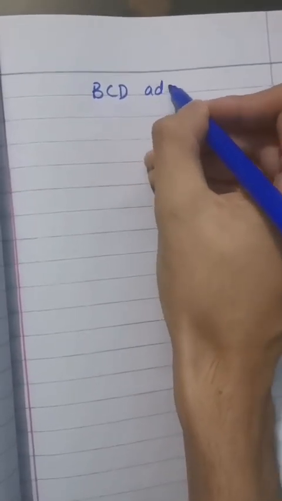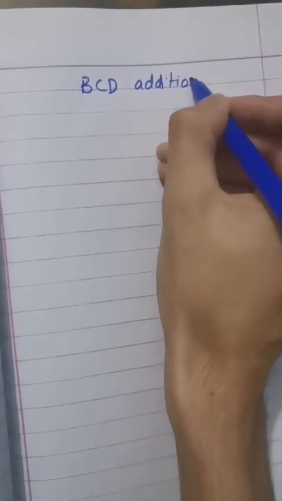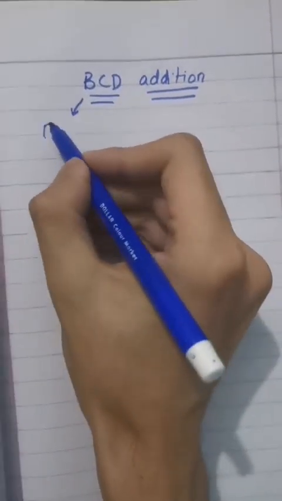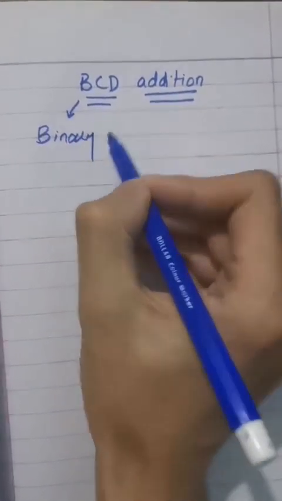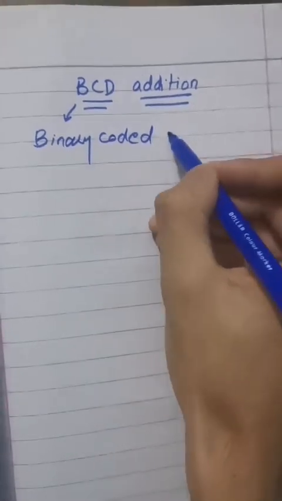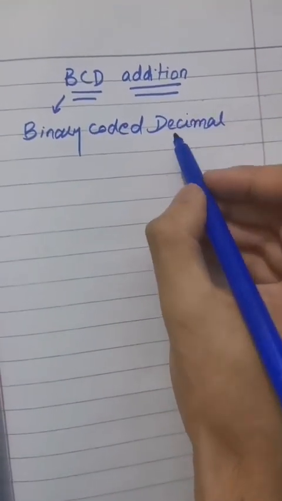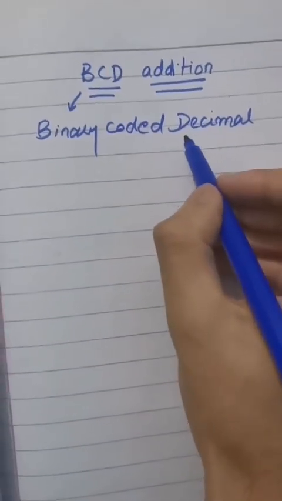Hello everybody. Let's just talk about the BCD addition. Okay, so for this you have to understand what BCD is first. BCD, as the name suggests, is binary coded decimal. Okay, so the very first thing to note here is you have the decimal thing here.